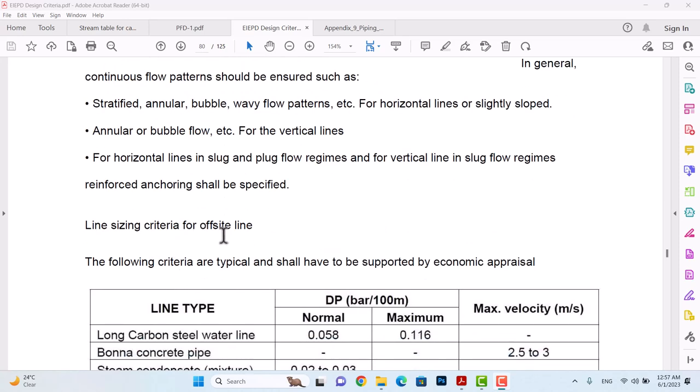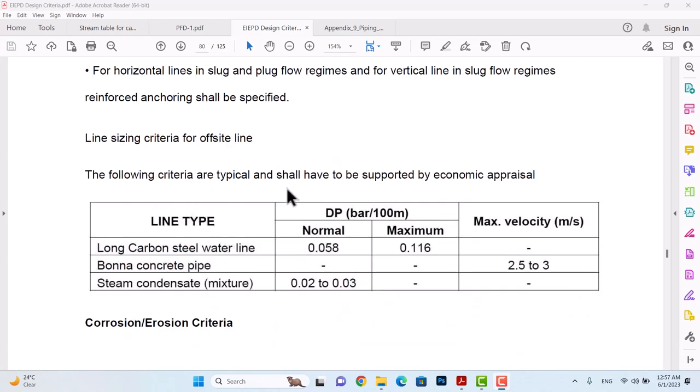Line sizing criteria for offsite lines. The following criteria are typical and shall be supported by economic appraisal. For long carbon steel water lines, concrete pipe, or steam condensate mixture, pressure drop is in bar per 100 meters. In the last tables we had pressure drop in bar per 1 kilometer, but here we have bar per 100 meters, so pay attention to these differences. For instance, for carbon steel water lines, the normal pressure drop should be 0.058 at maximum, and here is the maximum velocity criteria in meters per second.